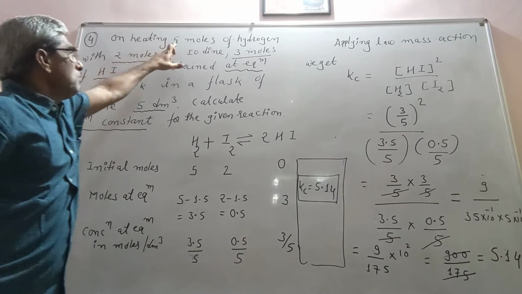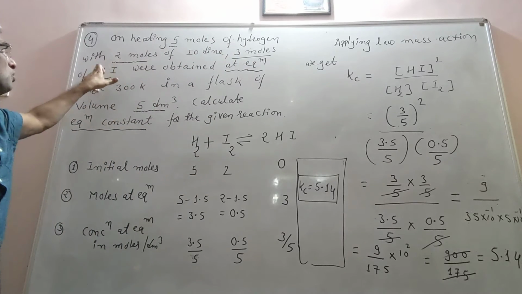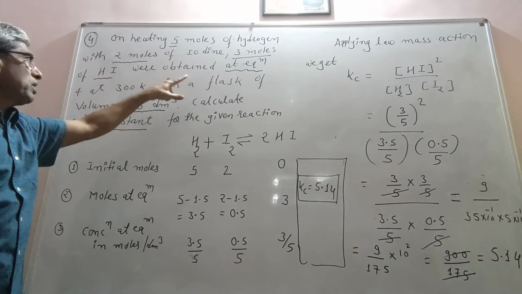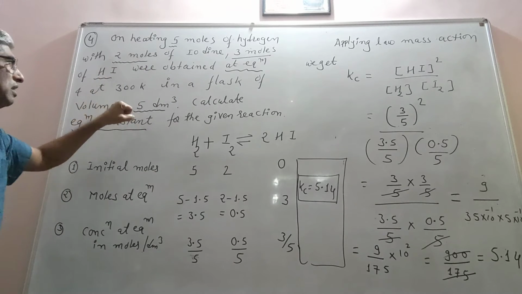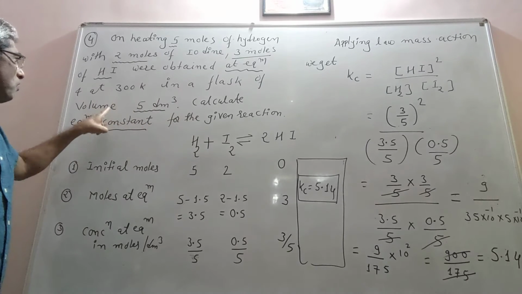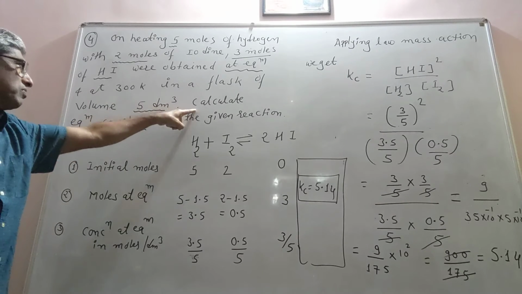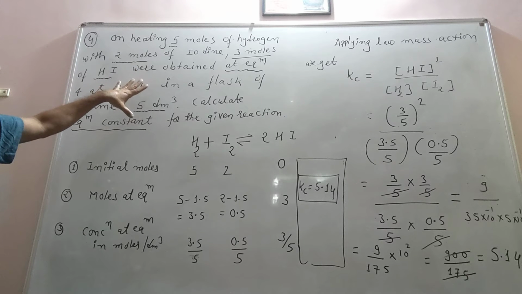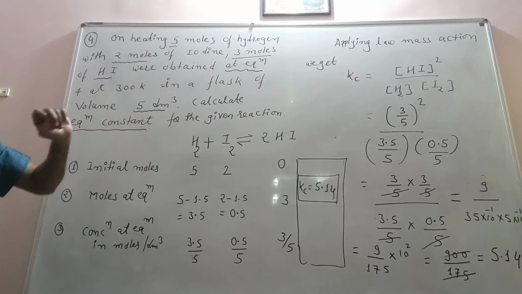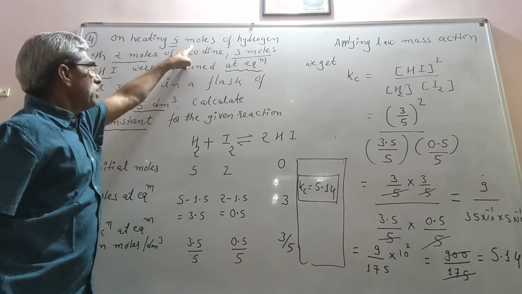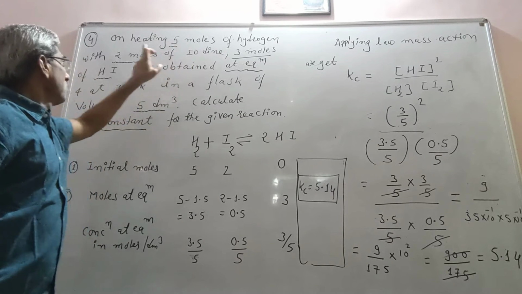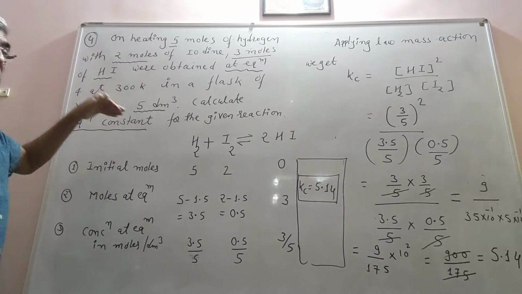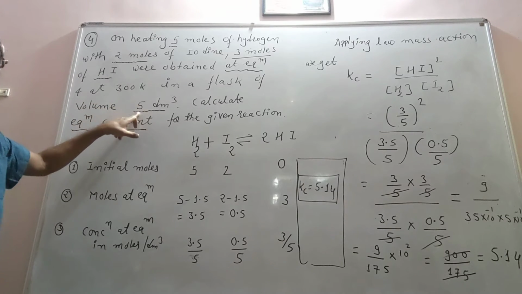On heating 5 moles of hydrogen with 2 moles of iodine, 3 moles of HI were obtained at equilibrium at 300 Kelvin in a flask of volume 5 dm cube. And our aim is to calculate the equilibrium constant. From the given numerical, 4 things are given: initial moles of H2 is 5, initial moles of I2 is 2, at equilibrium 3 moles of HI, and the volume is 5 dm cube.